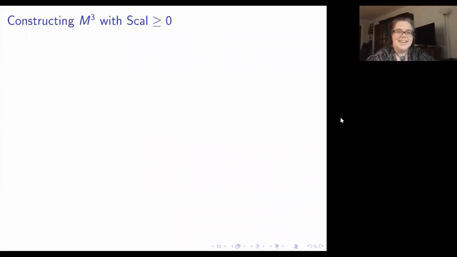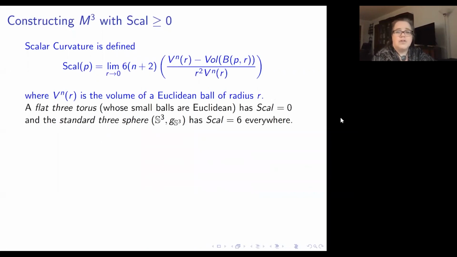Yeah. So let's just talk about some constructions of three-dimensional Riemannian manifolds with non-negative scalar curvature. This is how scalar curvature is defined on a Riemannian manifold, but of course we have already seen Misha speak about the various notions of scalar curvature, and I'm just repeating this one here.